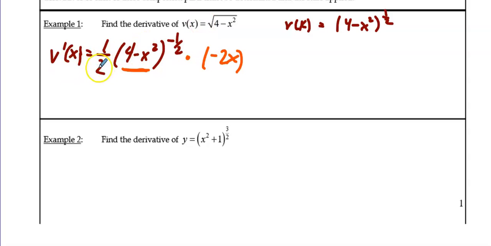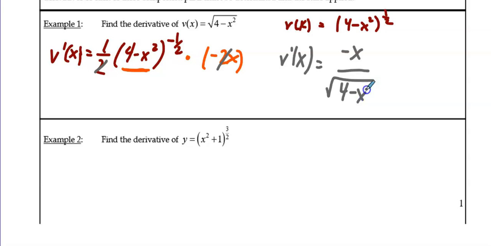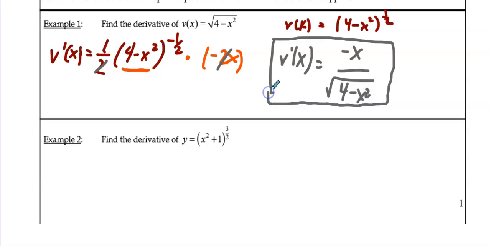And then we're going to start simplifying. The 2's are going to cancel out. And so what we're left with here, f prime of x, well, what's on the top is going to be a negative x, so negative x on the top. And then the bottom is going to be the square root of 4 minus x squared. So this is, ladies and gentlemen, the derivative to that problem. And that's all that you have to do.